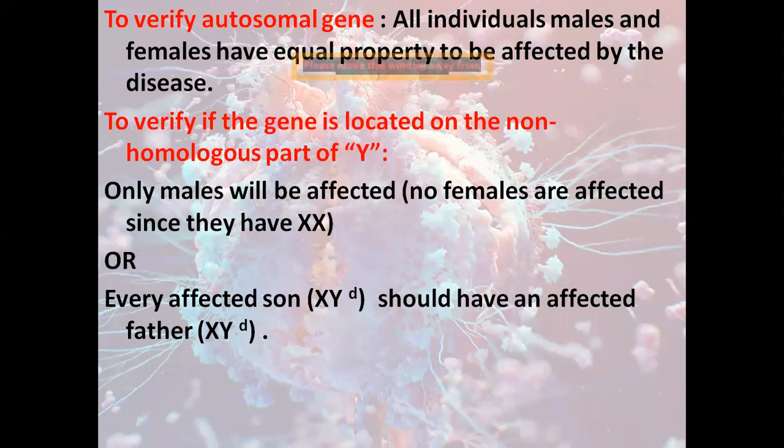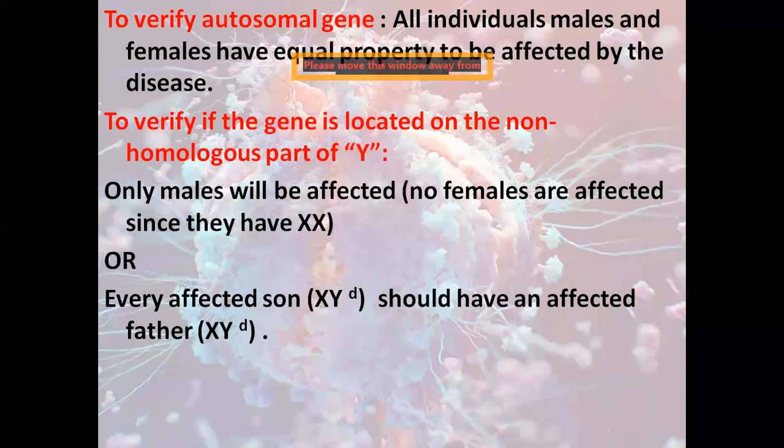Otherwise, to prove it autosomal, we have to deny three things. We have to deny that it's found on the non-homologous part of X. We have to deny that it's found on the non-homologous part of Y. And also we have to deny that it's found on the homologous part of X and Y as well.